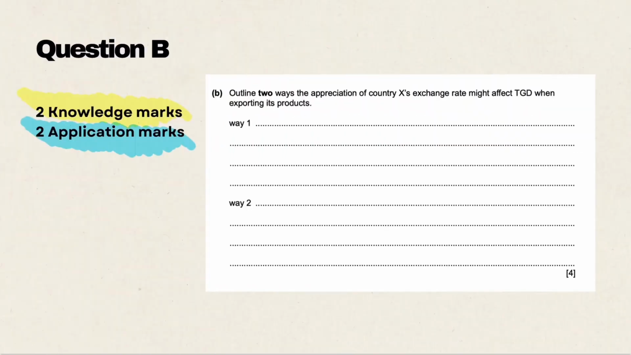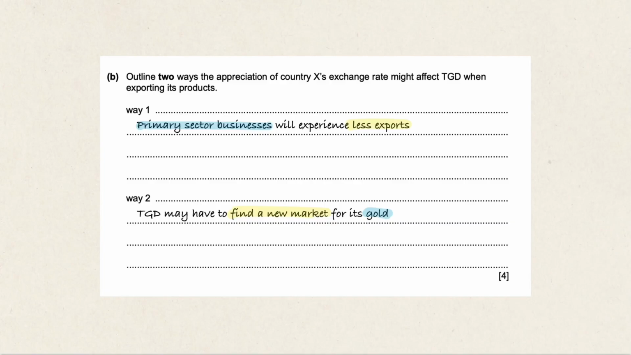For question B, there are 2 knowledge marks and 2 application marks available here. And the allocation is as follows. You get 1 knowledge and 1 application mark per way. And question B is, outline 2 ways the appreciation of country X's exchange rate might affect TGD when exporting its products. Way 1. Primary sector businesses will experience less exports.